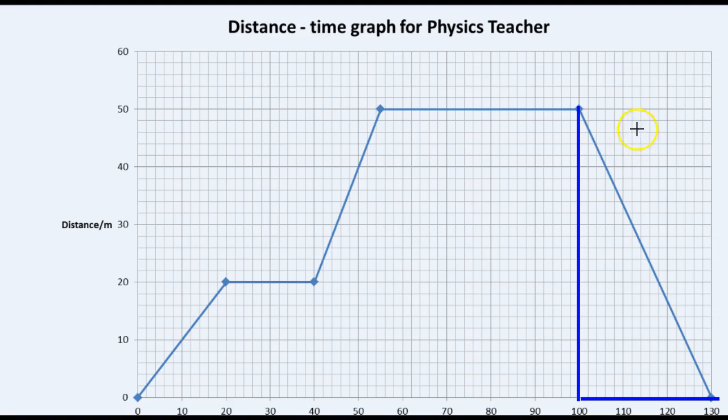Writing in the numbers then, we have a change in the y values of 50 meters, that's the distance, and a change in the x values of 30 seconds. So that means that my speed in this section was 1.6 meters per second. The negative slope just tells us that we're going backwards, we're going back to where we started. So that's all we need to know. That's everything that you need to know about distance time graphs for Year 9.